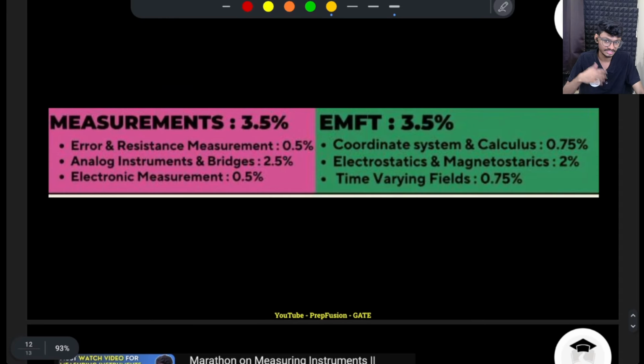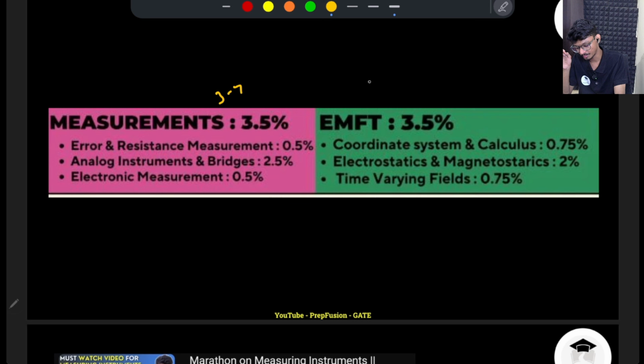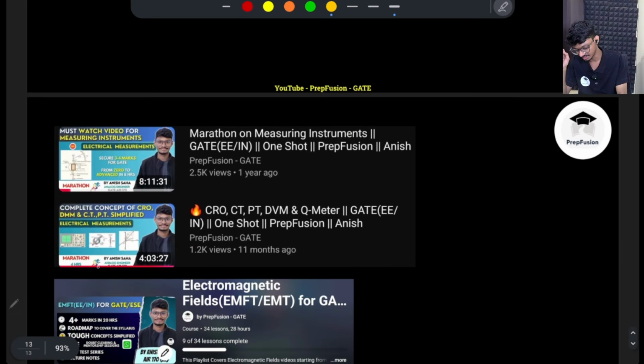Now two subjects are left, that is measurement and EMFT. So in measurements and EMFT, don't take this lightly actually. Mostly 3 to 4 marks come, sometimes higher as well, but mostly 3 to 4 marks are getting asked every year from measurements and EMFT. So what are the most important topics? Analog instruments, okay, bridges anyways you don't need to remember, but just learn how to solve the bridges. Analog instruments is most important, and then electronic measurement. So these two topics have already been covered, right, on YouTube, in the measurements playlist.